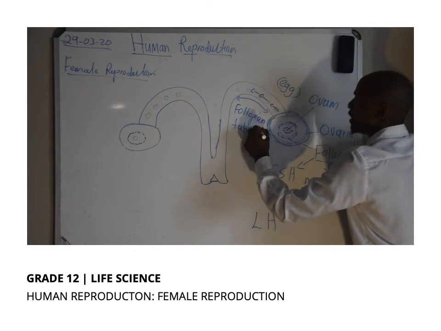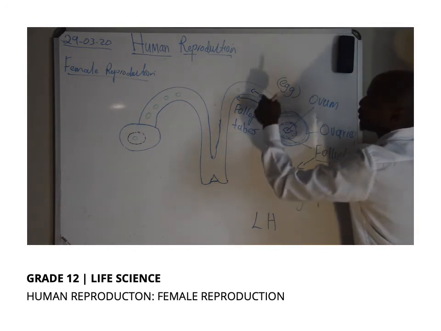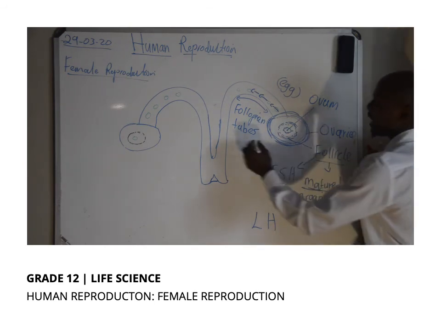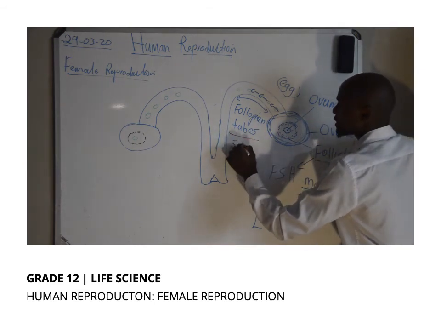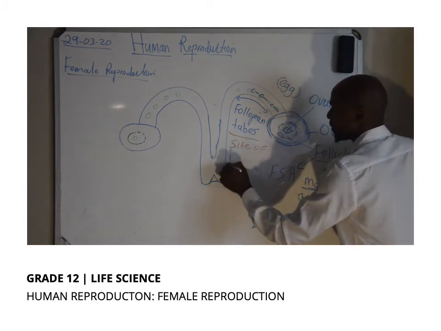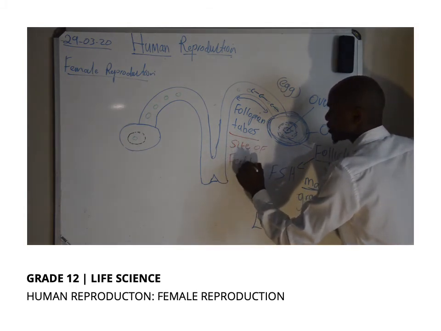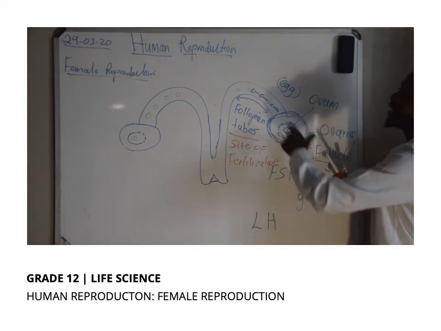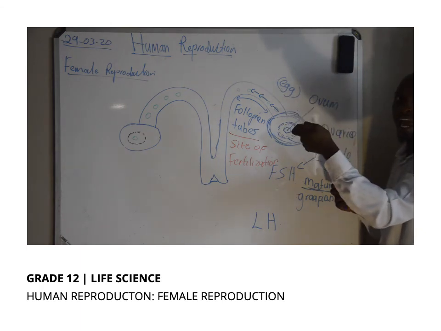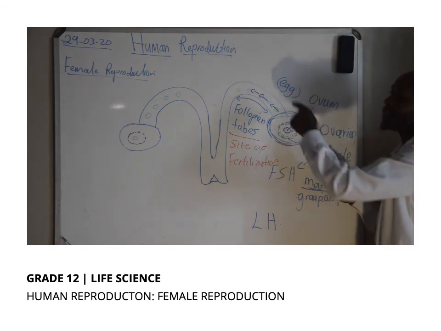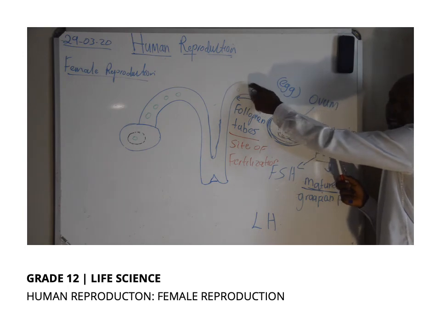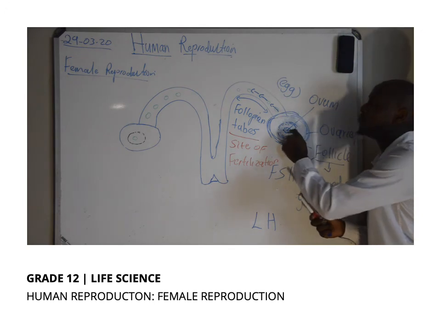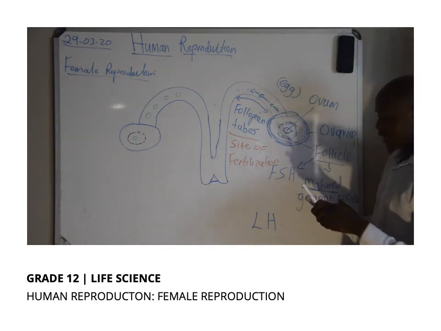What is the fallopian tube? Fallopian tubes, I will call them tubes because we have them on the right and also on the left. What are fallopian tubes? A site of fertilization. So basically, this is where fertilization takes place. This is where the fusion of the egg and the sperm takes place. This is where the sperm fuse with the egg. So fallopian tubes are a site of fertilization. But how does the egg move to the fallopian tubes? That's what I'm going to explain to you now.